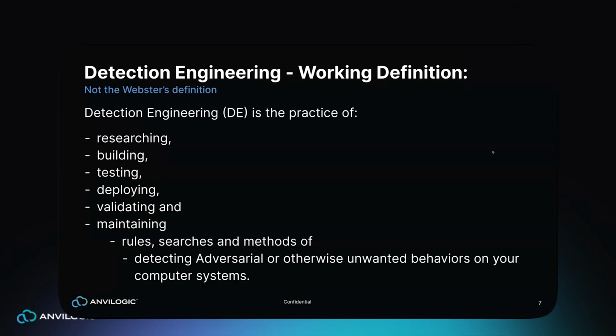And what are we doing that for? Rules, searches, and methods. What is the goal of that? Detecting adversarial or otherwise unwanted behaviors on your computer systems. So I think one thing I'll call out, right? We're not going to be able to get into the nitty gritty on every one of these things today, obviously, but there's a lot of things to think about holistically.